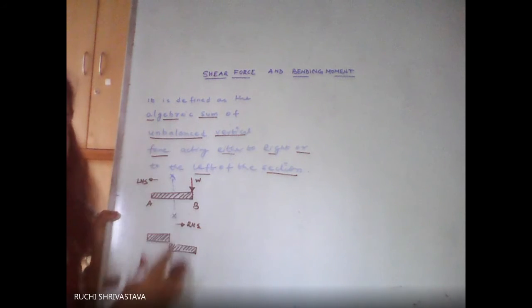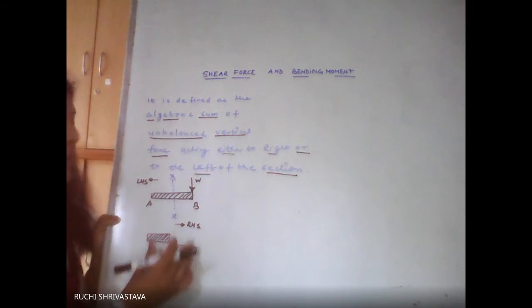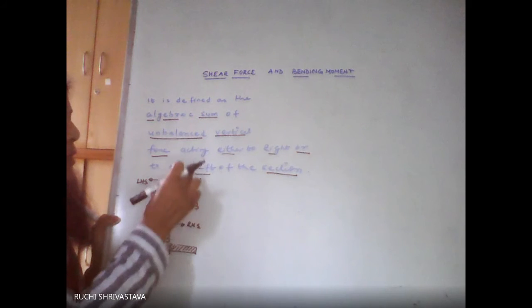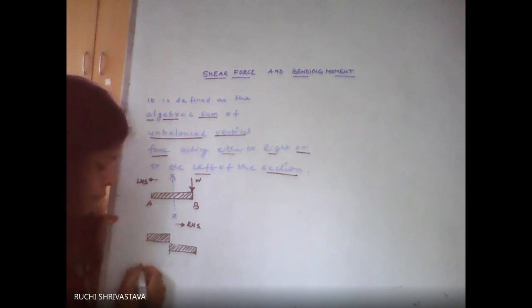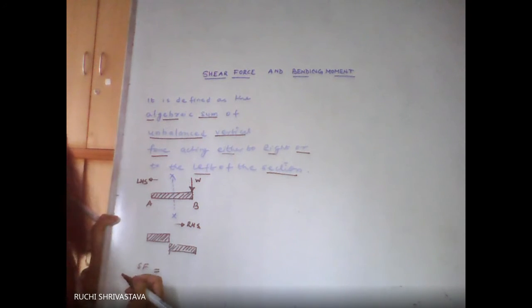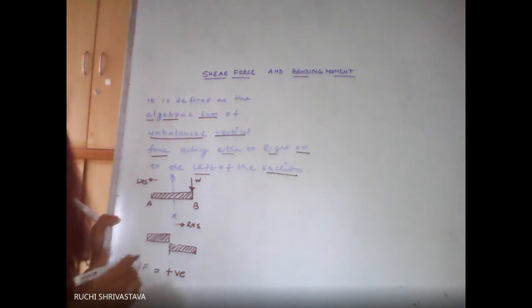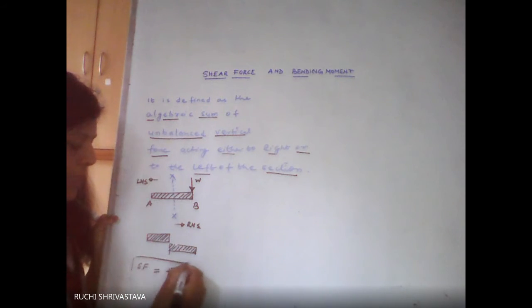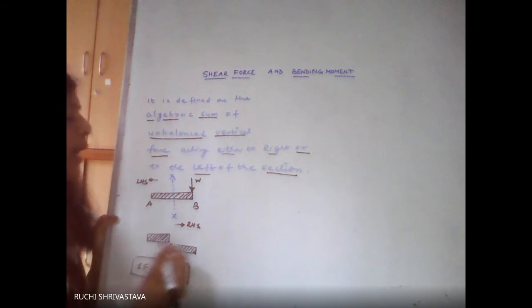In this sign convention, where the right portion of the beam is pushed in the downward direction, we consider the shear force as positive. That is, the right side is pushed in the vertical downward direction.